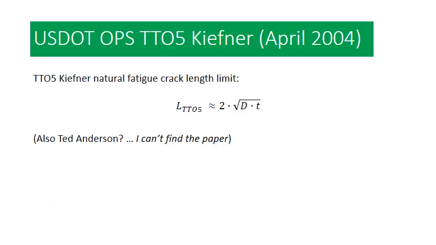Specifically, I'm going to look at the natural fatigue crack length limit that was reported by Kiefner in April of 2004. This comes out of a report that was sponsored by PHMSA, and it's sometimes nicknamed the TTO5 report for Technical Task Order 5. Now, what Kiefner reported was that there was a natural fatigue crack length limit in the order of 2 times square root of dt, where d is our diameter and t is our wall thickness.